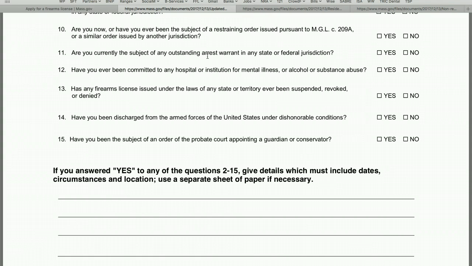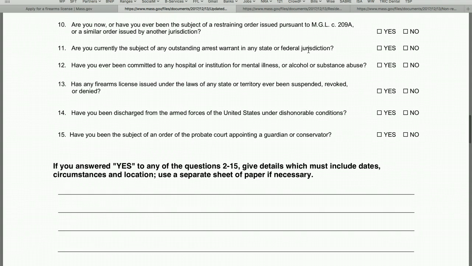All right, are you currently the subject of an outstanding arrest warrant in any state or federal jurisdiction? Obviously, if the police are after you, you're not going to get a gun, all right? If you walk up to a police station and you're applying for a license to carry and there are outstanding warrants on you, then yeah, you're probably going to have some problems.